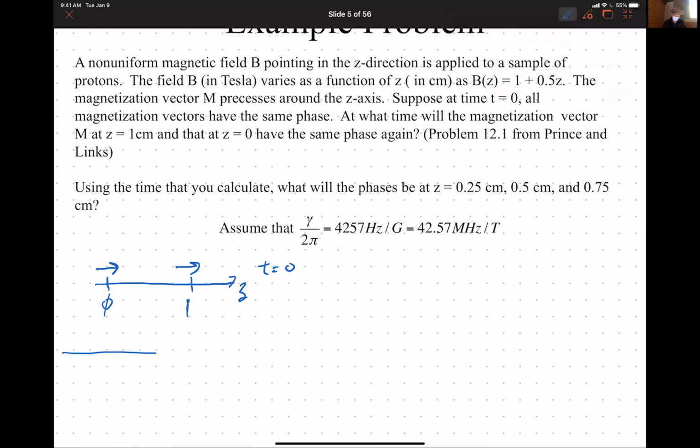So the gradient in the B field is such that it's 0 here, right? And it's going to linearly increase. So this is 1 plus 0.5 z. Okay. So we know that the B field at 1 centimeter is just going to be, and we'll assume everything here is in Tesla, 1 plus 0.5 z.